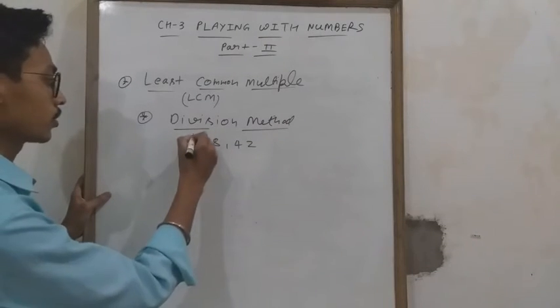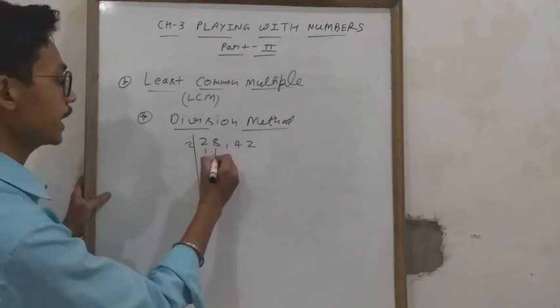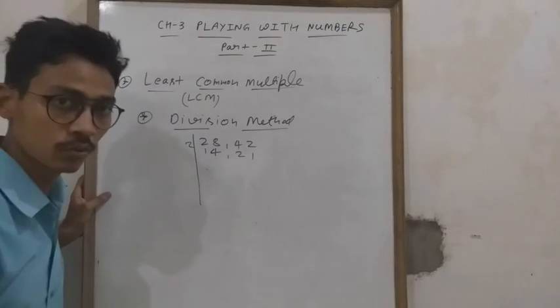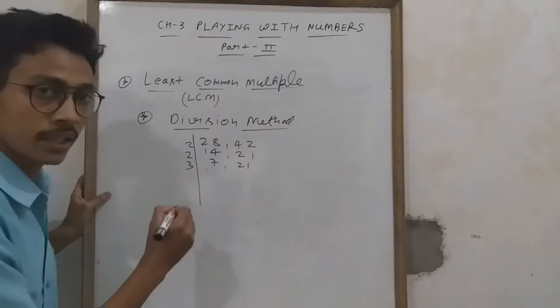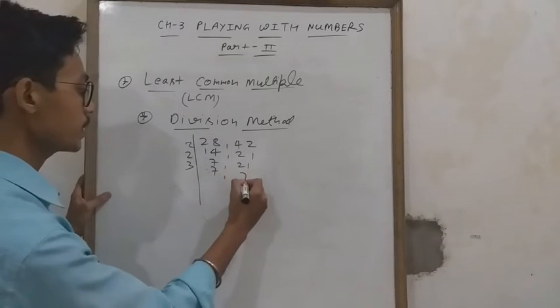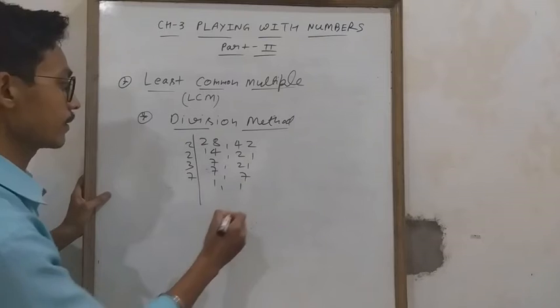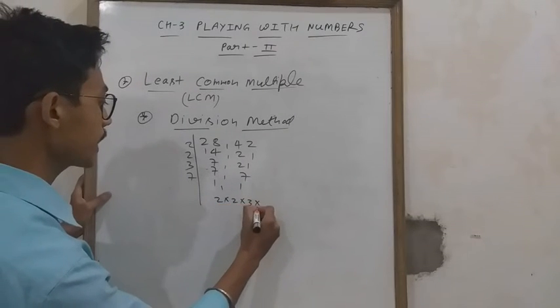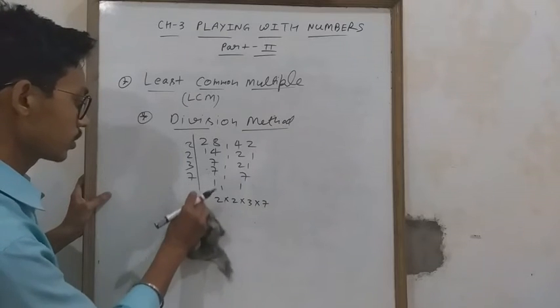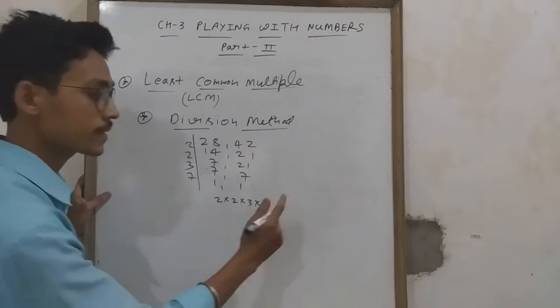Okay, so write down: 2 ones are 2, 2 fours are 8, 2 twos are 4, 2 ones are 2, 2 sevens are 14, 21 same, then 7 same, 3 sevens are 21, now 7 ones are 7. See student, this is very easy. 2 multiply by 2 multiply by 3 multiply by 7. Okay everyone, so what will this come? 2 twos are 4, 3 fours are 12, 7 twelves are 84.